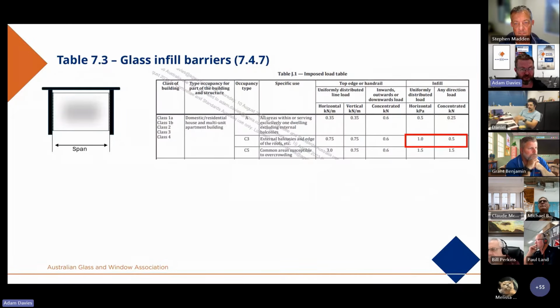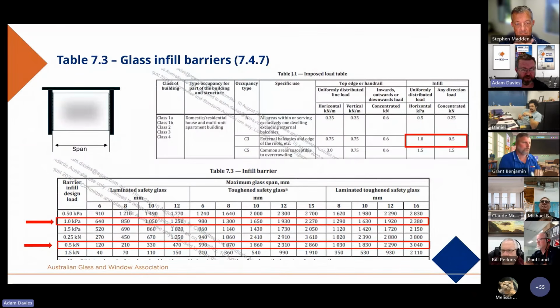So in the case of C3, the infill design loads are a 1 kPa uniformly distributed load or a 0.5 kilonewton concentrated load. So what we do is if we go back to table 7.3, we highlight both of those. So you must look at both of them at the same time. And for example, in this case, we say that we're looking to use 8mm monolithic toughened glass. So we should know by definition that means this barrier is protecting height less than 5 meters.